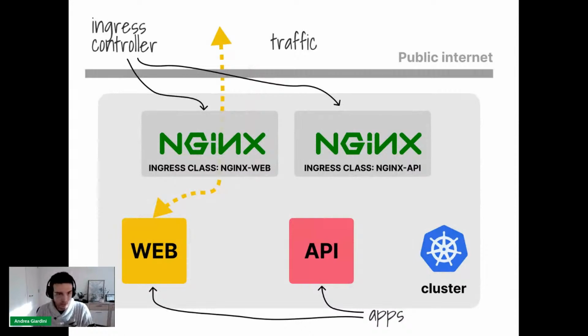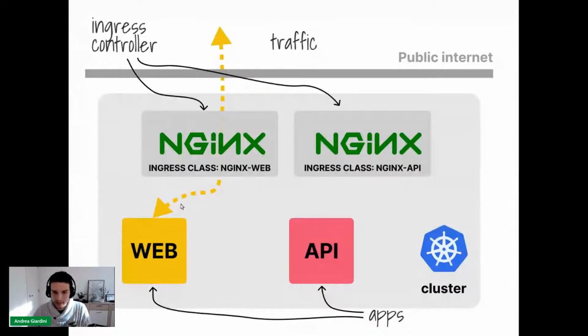What are Ingress classes and why are they needed? Ingress classes allow you to specify, when you are pushing an Ingress manifest to Kubernetes, which Ingress controller should take care of that particular Ingress. So if I specify Ingress class equals NGINX-web, then this Ingress controller is going to handle the traffic for my application.